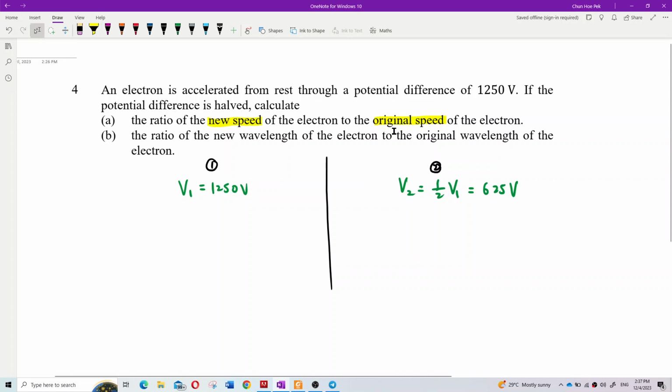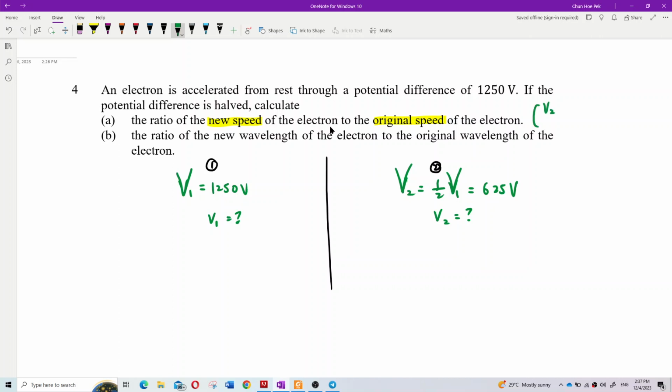So we are using electron. Okay, what is the new speed? So this capital V is the voltage, and this is small v, the speed. I don't know the v here, and this v2 I also don't know. So I want the ratio, that means I want the ratio of new speed v2 over v1. I want this ratio. Can you find that?